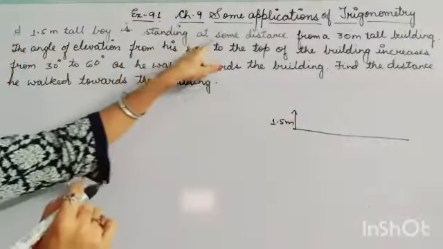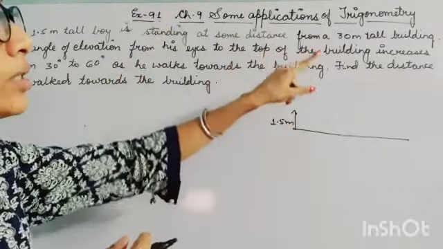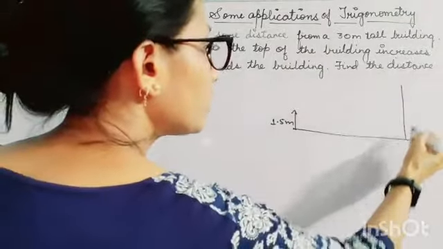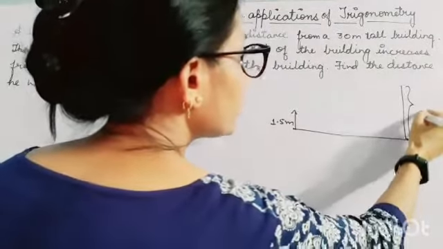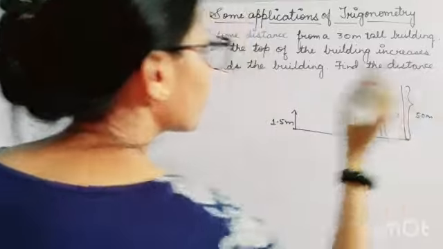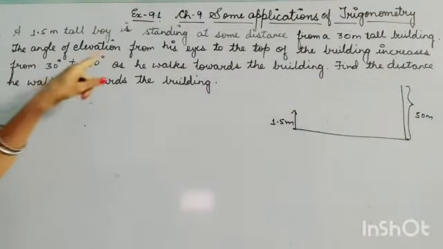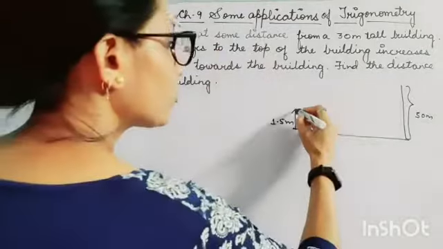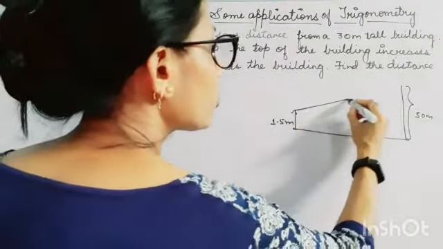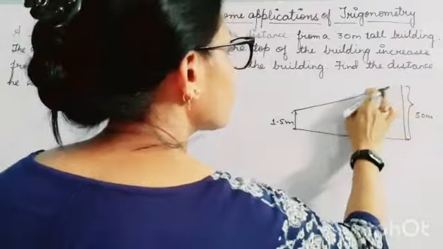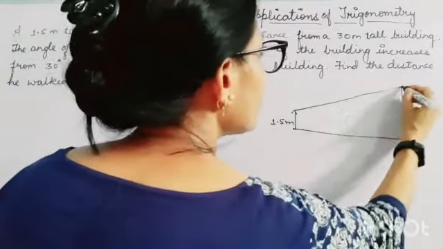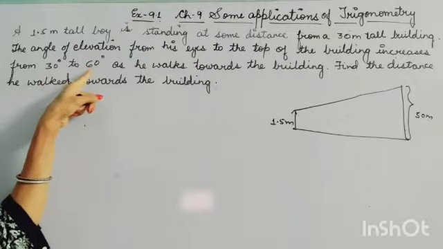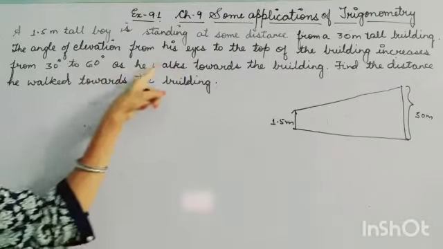Alright, standing at some distance from a 30 meter tall building. Let's suppose this is your building, which is 30 meters. The angle of elevation from his eyes to the top of the building is 30 degrees, and it increases to 60 degrees as he walks towards the building.